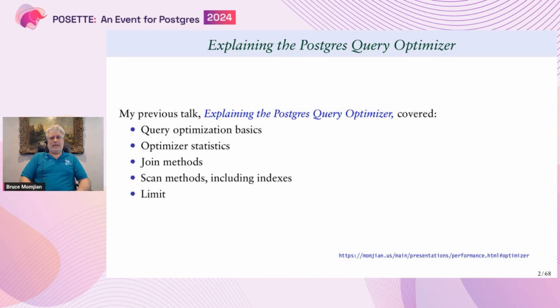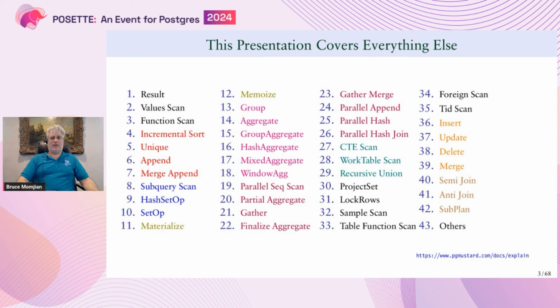So, basically, 2 years ago when I talked about Explain the Query Optimizer, I covered the basics of the optimizer. That is, how does it work? How are optimizer statistics used? What are the various join methods possible? The various scan methods, including use of indexes. And I concluded talking about the limit clause. This talk is going to talk about everything else, every other thing that the optimizer does.